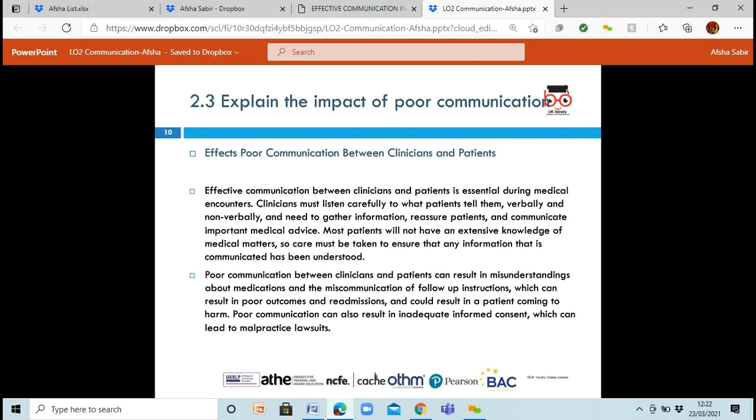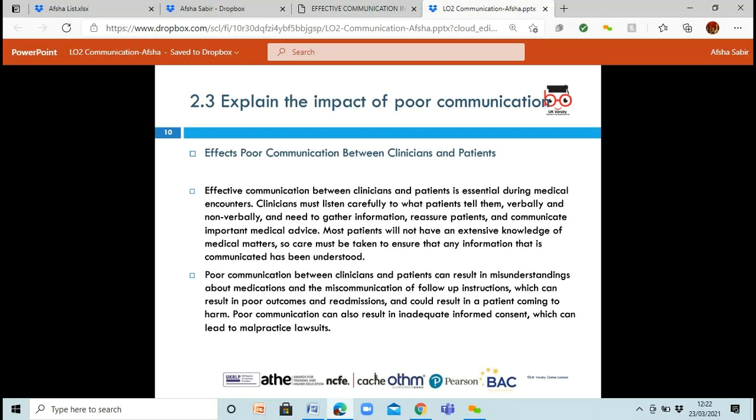So clinicians need to listen carefully to what the patients tell them. They need to listen to them verbally, but also look at their non-verbal cues. Are they gathering their body language up? Are they withholding information? Do they look a bit shifty? Like, they don't look like they're telling me the truth right now. You can tell a lot by just looking at the patient. So you need to be able to get the information, reassure your patients, and communicate any important medical advice.